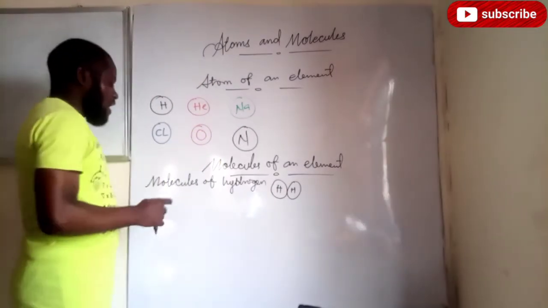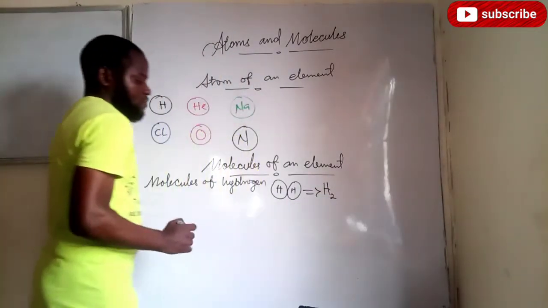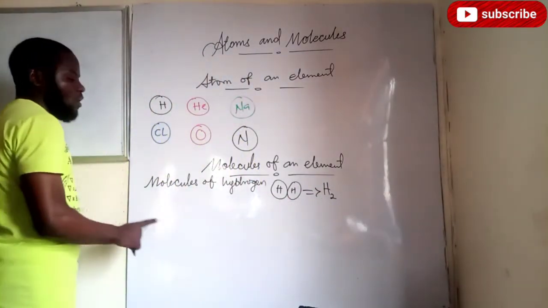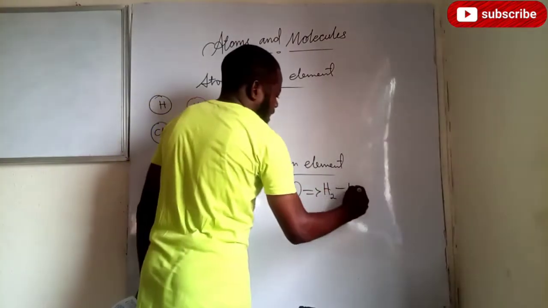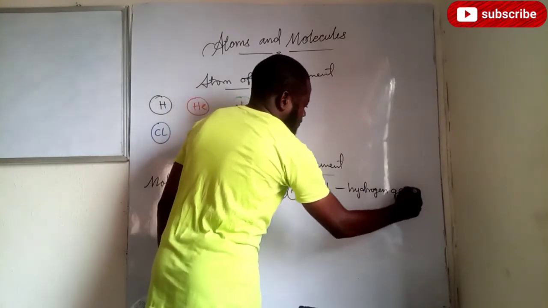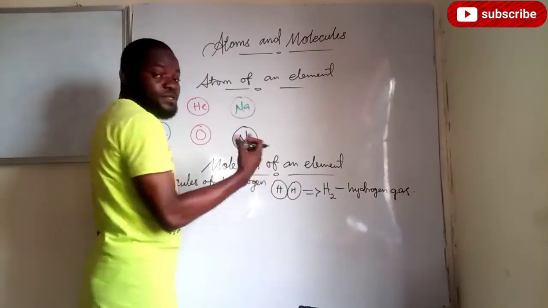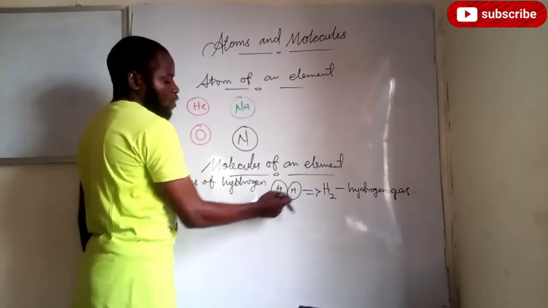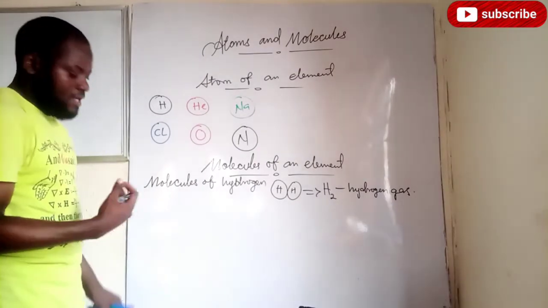Are we together now? And this is called H2. This H2 is what we call the molecule of hydrogen, which we can regard as hydrogen gas. So the molecule of hydrogen consists of 2 atoms of hydrogen. Are we together now? 2 atoms of hydrogen.